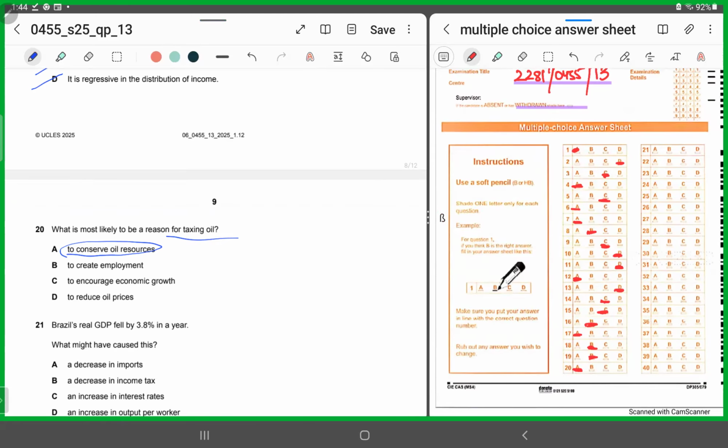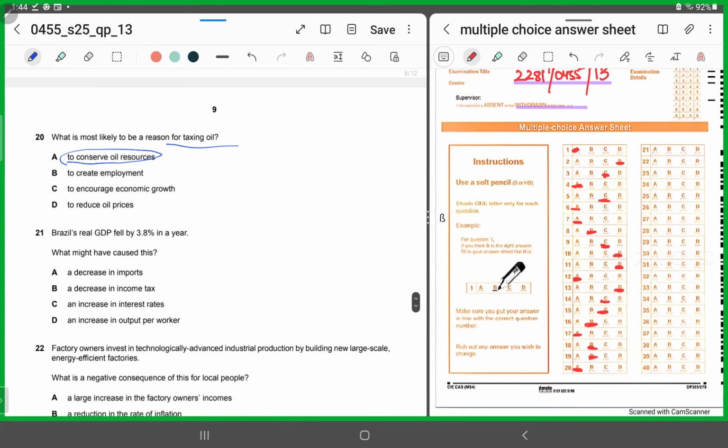All right. 21. Brazil's real GDP fell by 3.8% in a year. So, what is real GDP? Real GDP is GDP that is adjusted for inflation and it's falling. So, this means that the economy is shrinking. If the real GDP is falling, this means the economy is shrinking, right? What might have caused this?